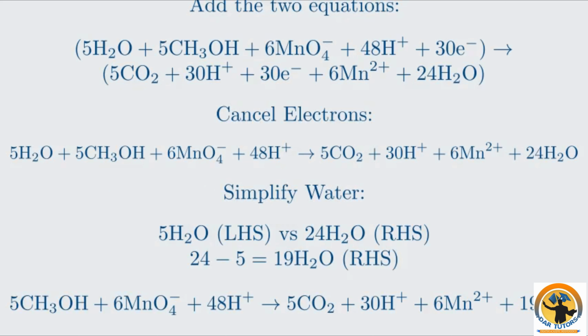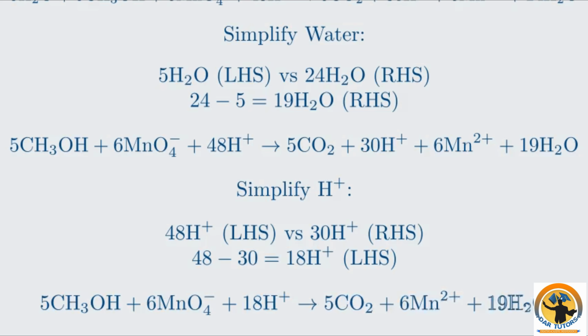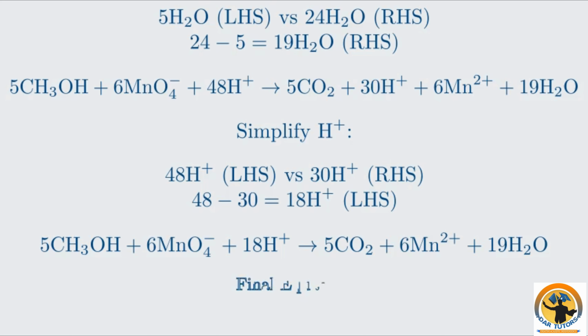Finally, let's simplify the hydrogen ions. We have 48 H+ on the left and 30 H+ on the right. Canceling 30 from each side leaves 18 H+ on the left. Similarly, we cancel the smaller number of hydrogen ions. This gives us our final balanced overall redox equation.